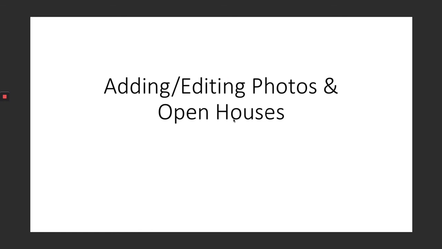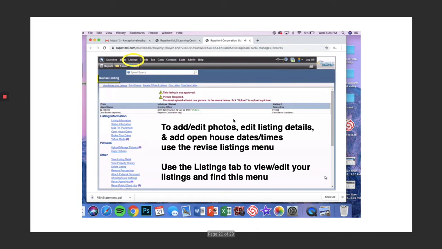Oops! So the next, and I apologize in advance, this was the hardest one to get screenshots for because I didn't actually have a live listing that I was looking at, so this isn't the best quality picture, but it's about adding and editing photos and open houses to your listings. So this is roughly what your menu is going to look like, and you'd click the listings section at the top.